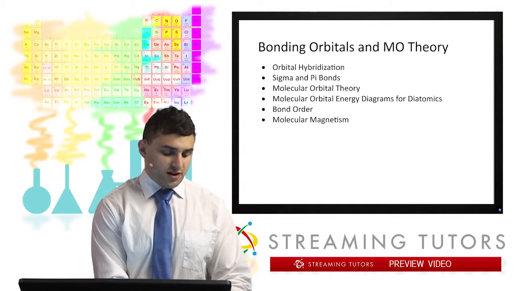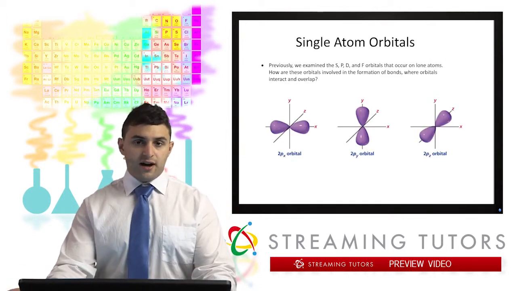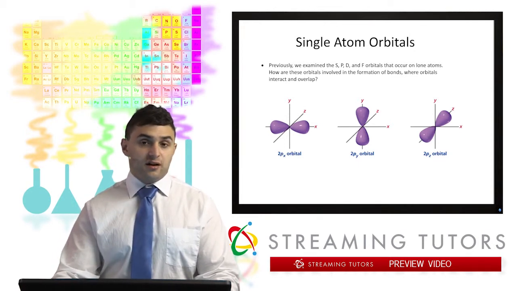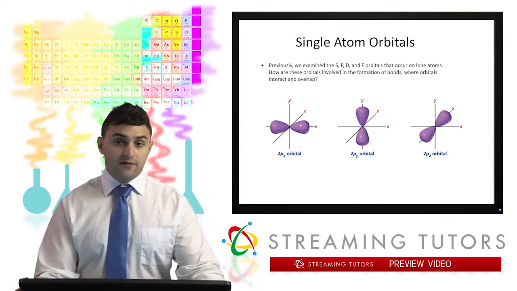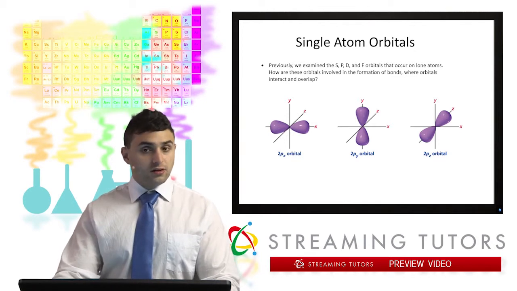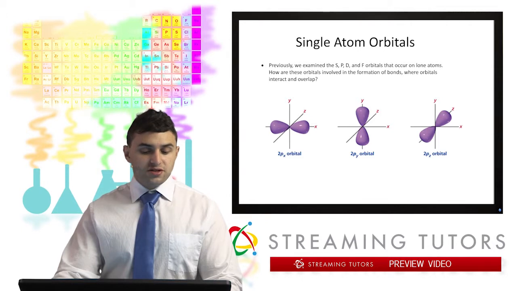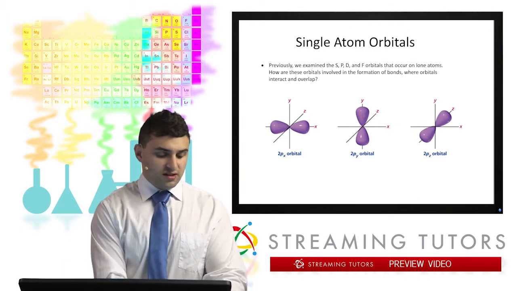So first off, let's talk about the bonding between atoms. We know that in single atoms we have s orbitals, p orbitals, and so on and so forth, like we have here. And p orbitals, for example, have these dumbbell-based shapes. So the question then is, how do these orbitals interact and overlap in order to form bonds? Let's look at an example molecule.